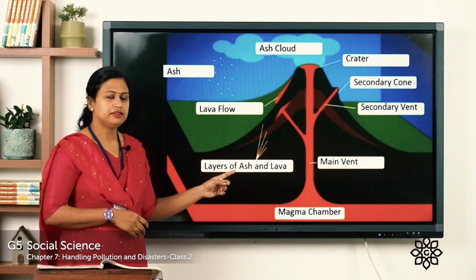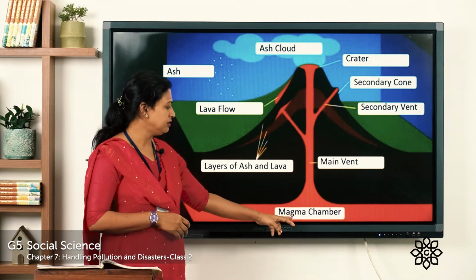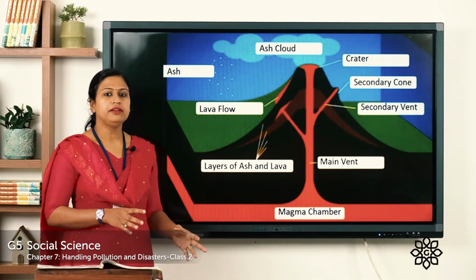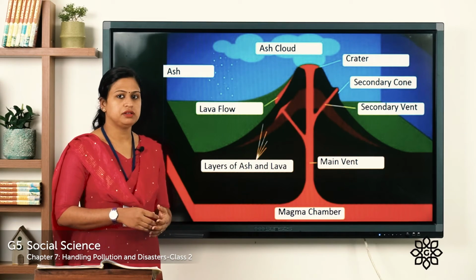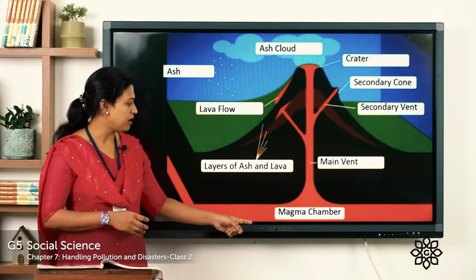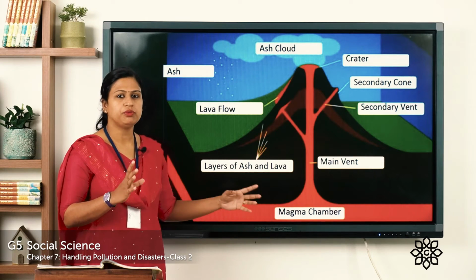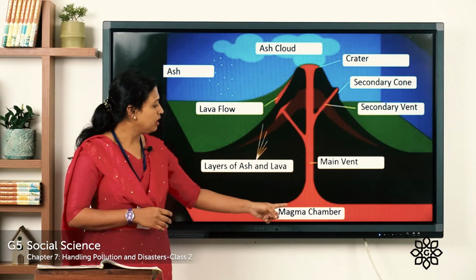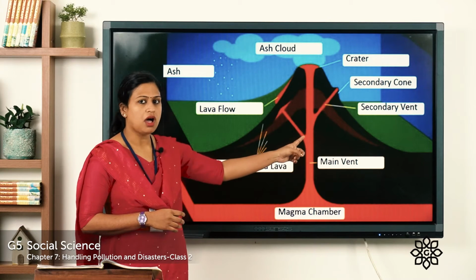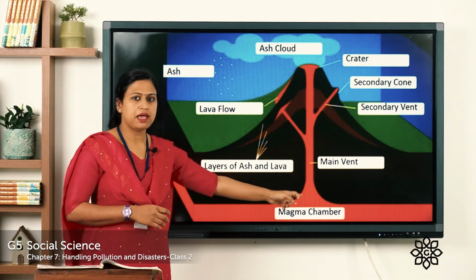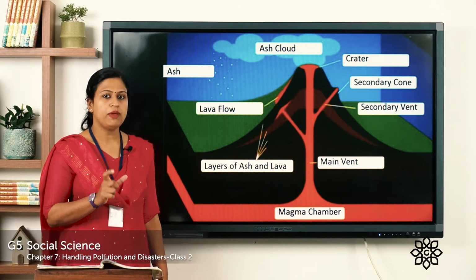This is the figure, and you can see underneath the earth there is a magma chamber. Here you can find hot molten rock material which is known as magma. This magma creates high pressure due to very hot temperature. It tries to come out. So, here you can see a tube-like passage. It is known as a vent.